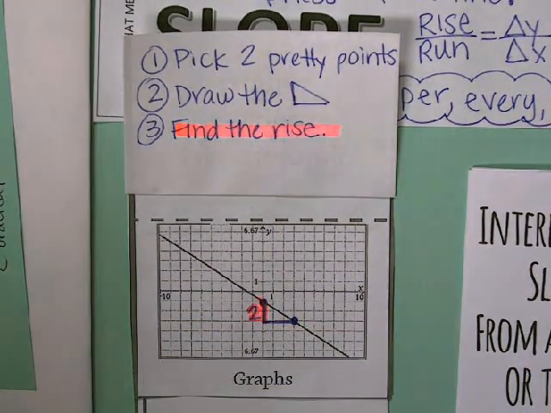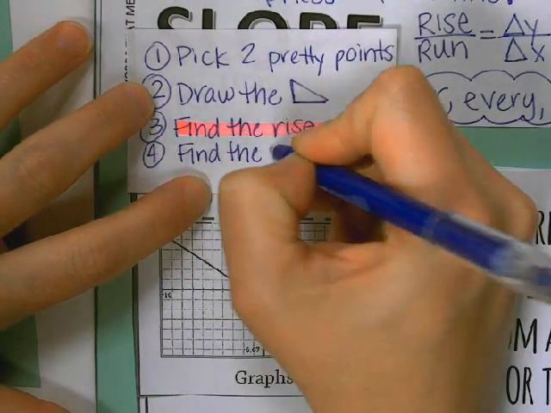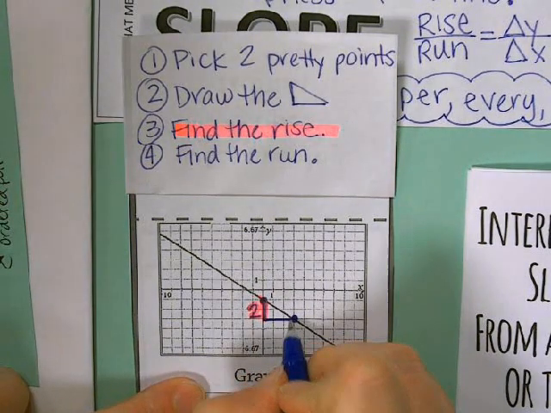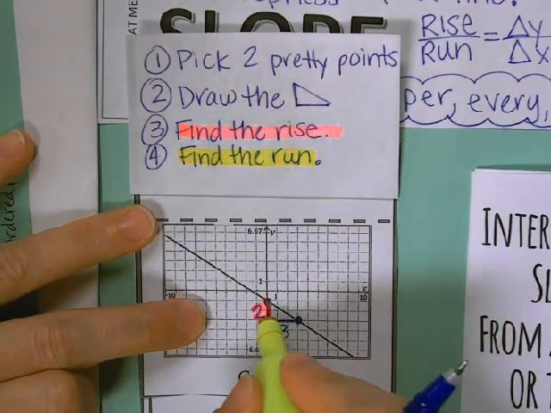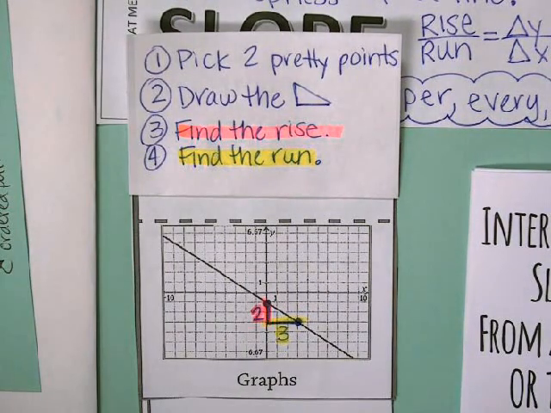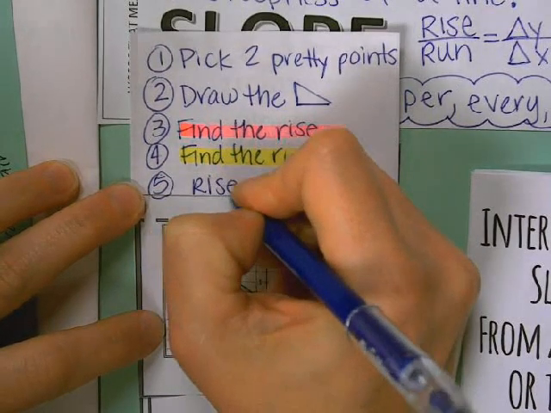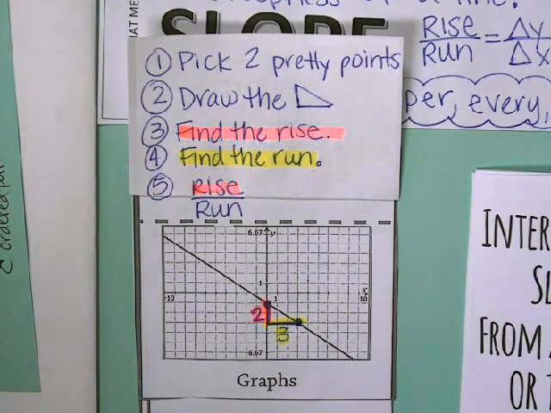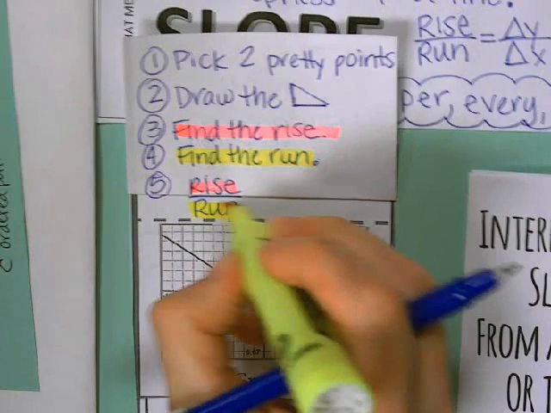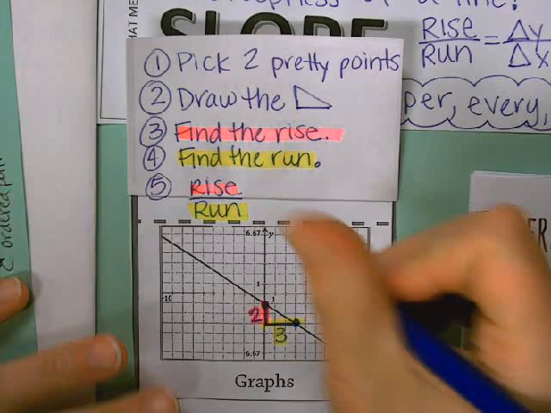Now, we're going to find the run. If you look on here, the run is 1, 2, 3. I'm going to color that yellow. So the run is going to be my yellow color. And then we're going to write a fraction. The fraction is rise over run. Remember, my rise was pink and my run was yellow. So when I write my fraction, it's going to be 2 over 3.